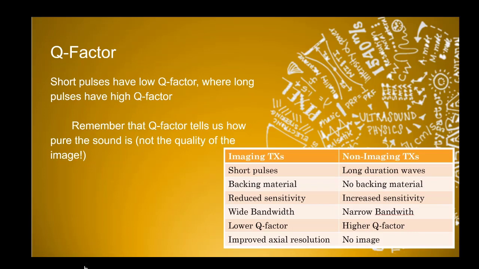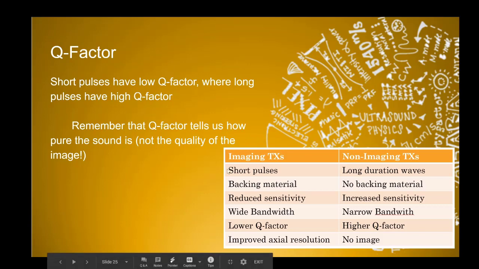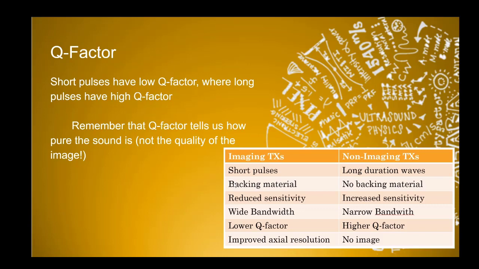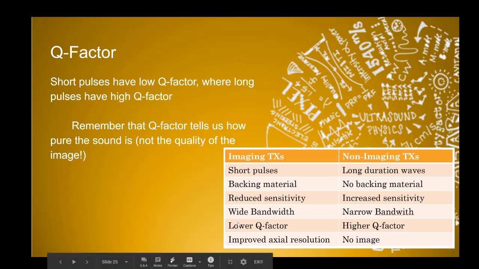So kind of just to recap everything that we talked about, imaging transducers are more likely to have short pulses. They'll have backing material to create those short pulses. They end up having reduced sensitivity, wide bandwidth, and low Q factor because of that backing material. But with all of that, we get improved axial resolution. This is endgame right here. We want that resolution.